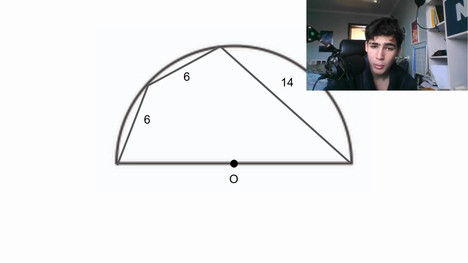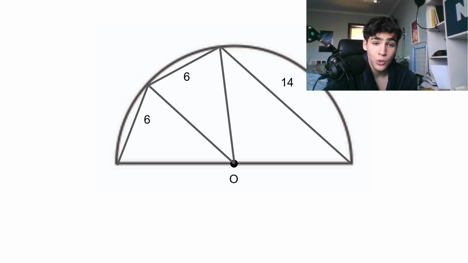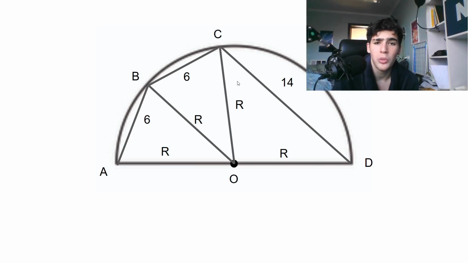So let's label the center and draw some radii to the endpoints of these chords. Let's label these sides as radii, because they are radii. We should also label the points so later on we can identify the angles.